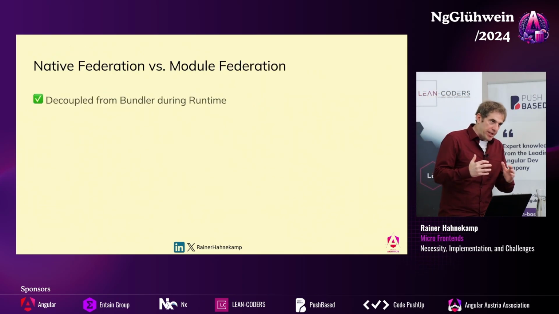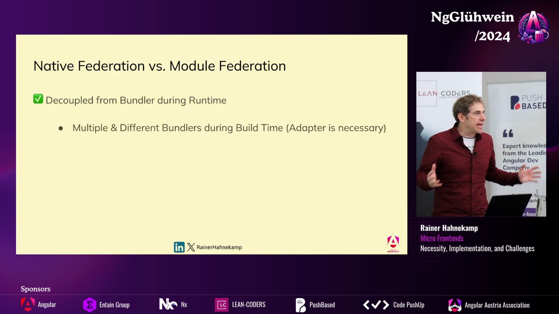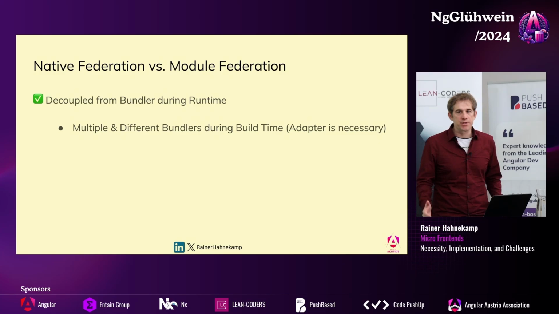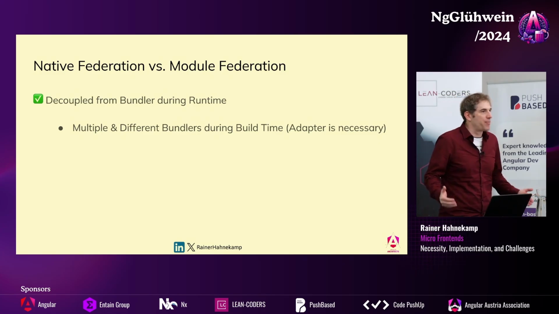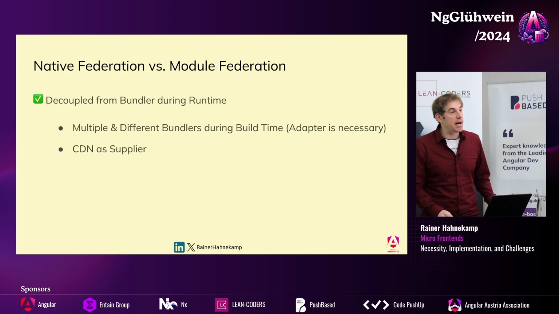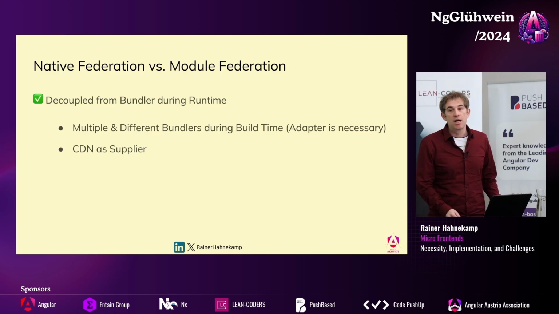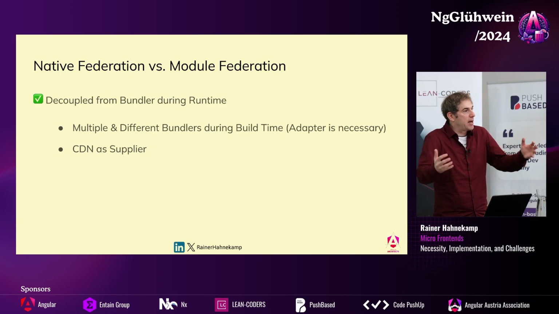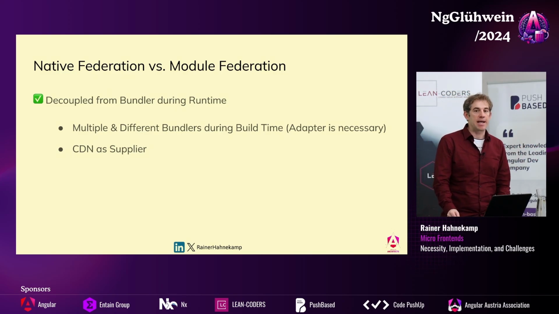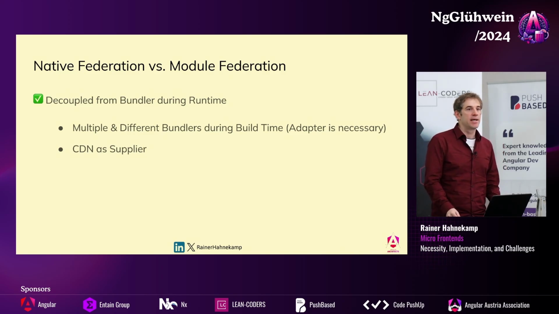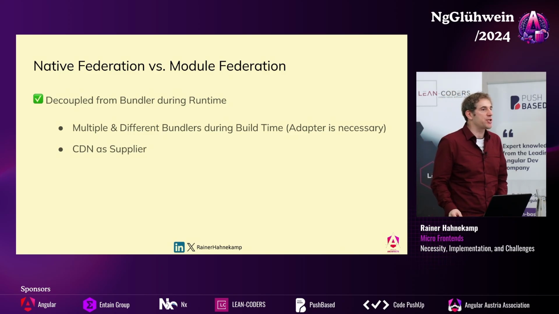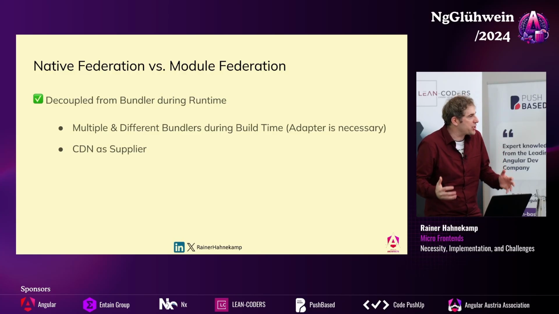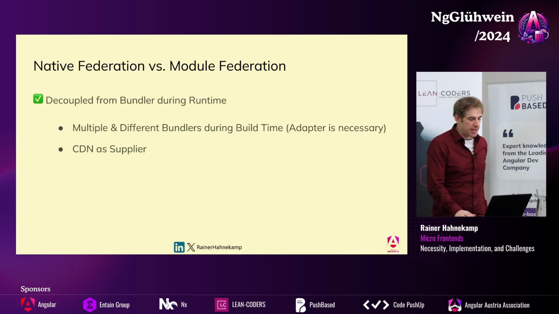So this is what I meant with we are decoupled from the bundler during the runtime. But again, the adapter is necessary. If we want to support Webpack, RSPack, Vite, someone needs to write that adapter which is doing the ESM compilation. It also opens up new use cases. We could, for example, make use of CDNs. If there is a CDN which provides the Angular framework in ESM, then we can very easily point to that, and chances are very high, the more native federation is used, that it is also already in your cache, and you don't need to load it from your own application.